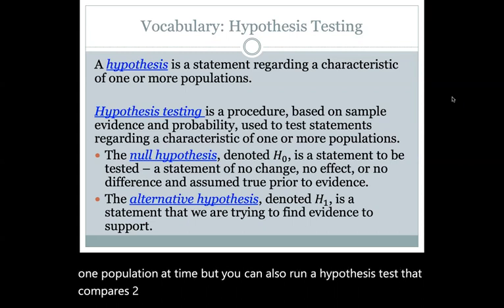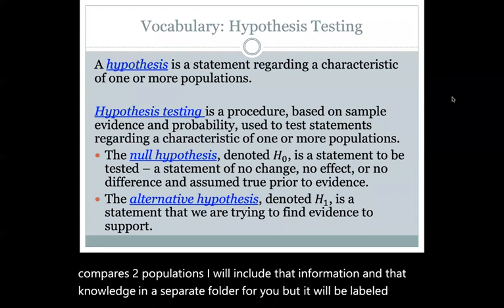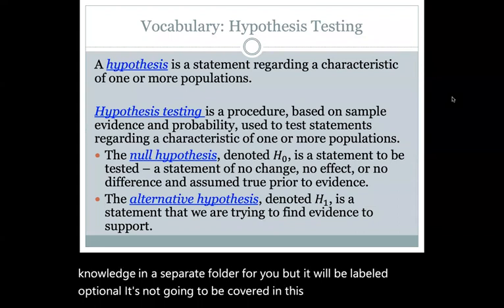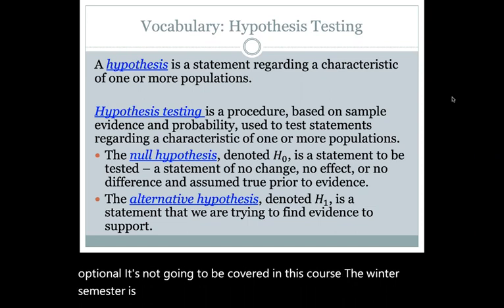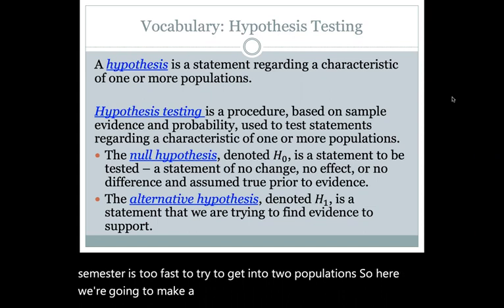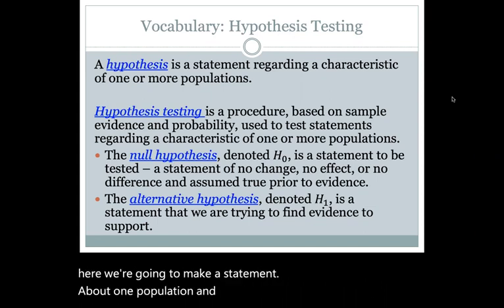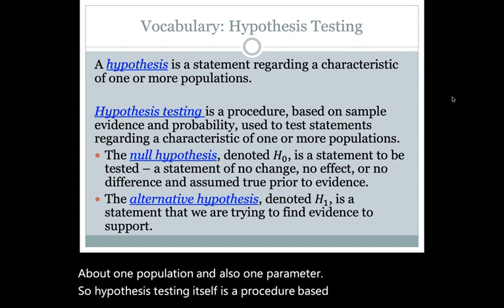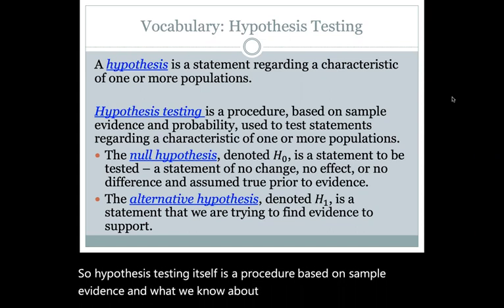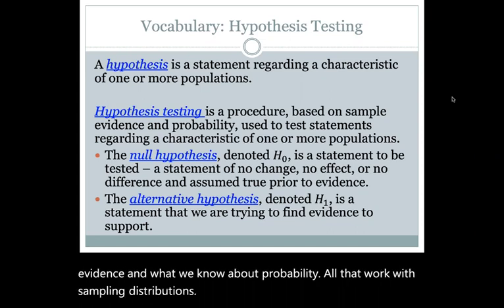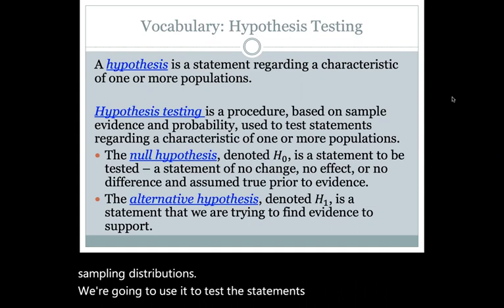I will include that information and knowledge in a separate folder for you, but it will be labeled optional. It's not going to be covered in this course. The winter semester is too fast to try to get into two populations. So here we're going to make a statement about one population and also one parameter. Hypothesis testing itself is a procedure based on sample evidence and what we know about probability, all that work with sampling distributions. We're going to use it to test the statements regarding the characteristic of one population.